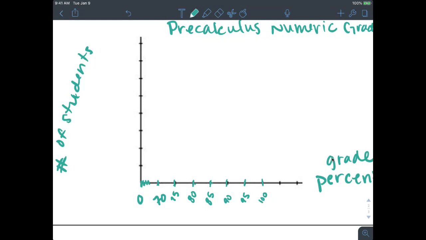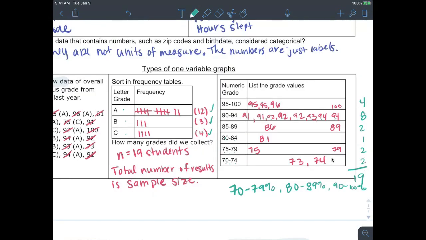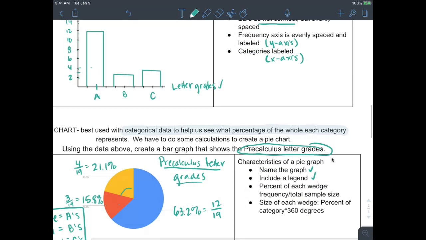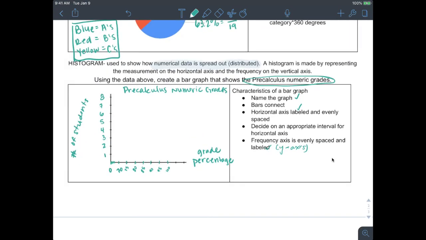Okay, and if I go back to my chart, what's the greatest number of students in each one of those ranges? 8. So I'm going to go back and count my lines. I have 1, 2, 3, 4, 5, 6, 7, 8. Perfect. Okay. I can count by ones this time. 1, 2, 3, 4, 5, 6, 7, 8. All right. So we're going to have to jump back and forth a bunch.